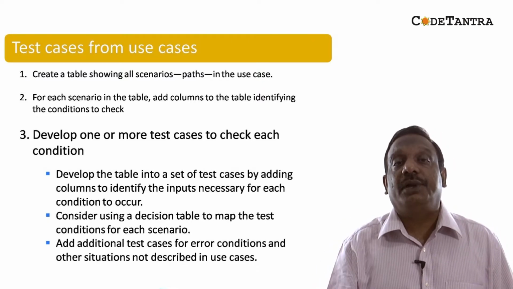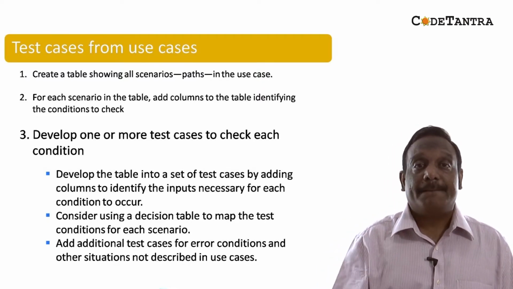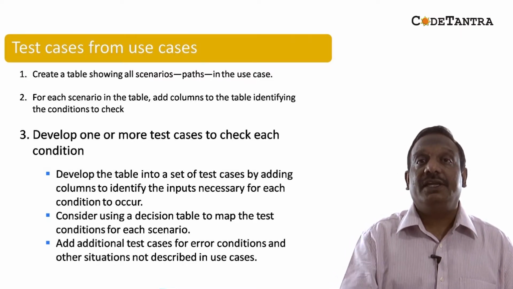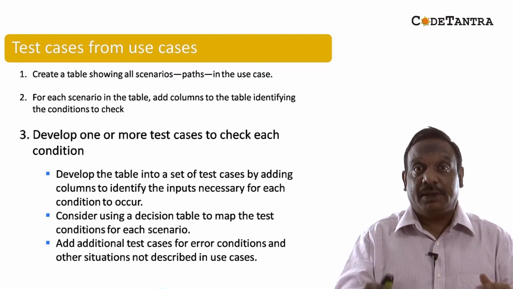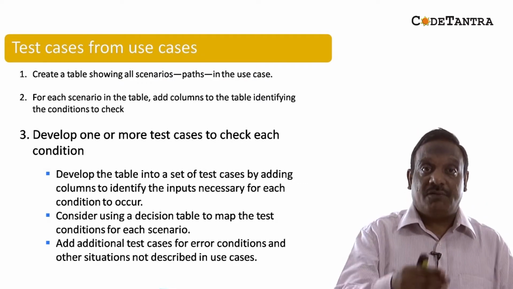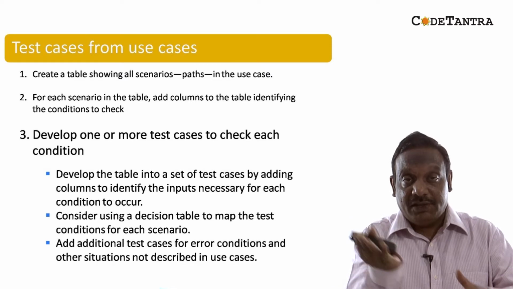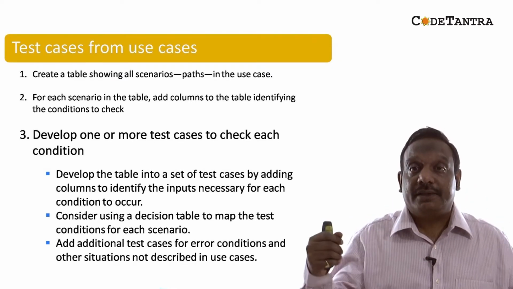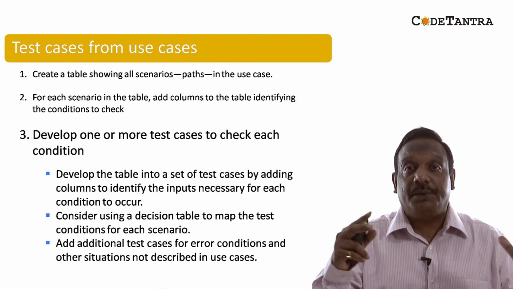So develop the table into a set of test cases by adding columns to identify the input necessary for each condition to occur. Now you have to think about whether you will give a valid input or an invalid input, because that is where deviations will happen. So you have to think about those columns and what inputs you will give.